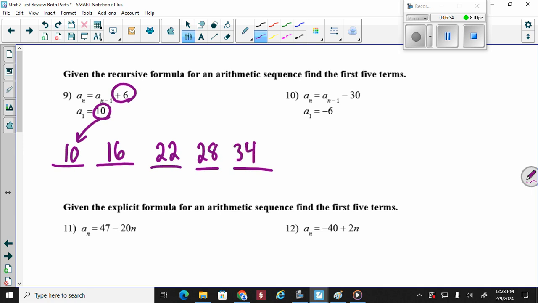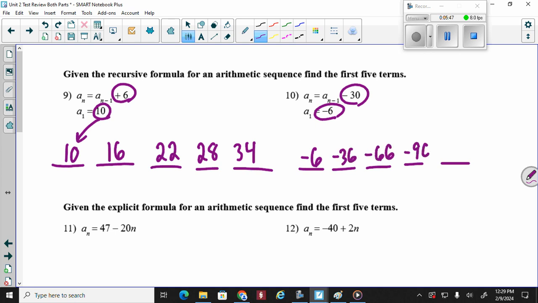Same concept for number 10. 1, 2, 3, 4, 5. Literally, A1, I'm giving it to you. Don't overthink it. And I'm subtracting 30. So that would be negative 36, negative 66, negative 96, negative 126.